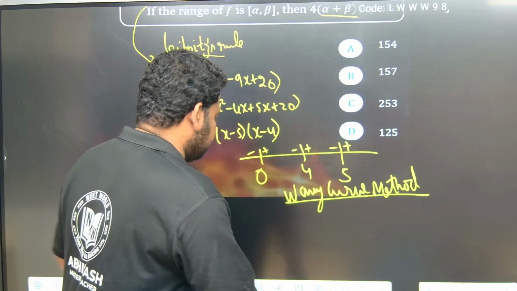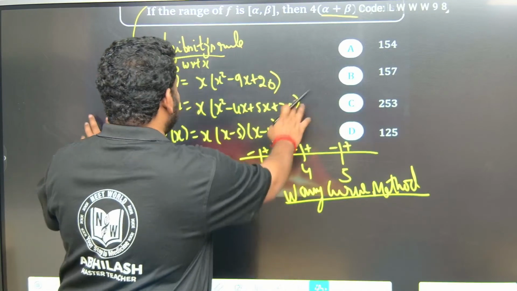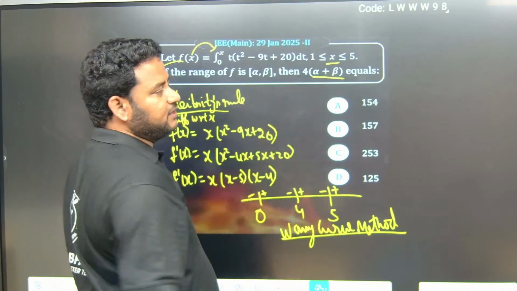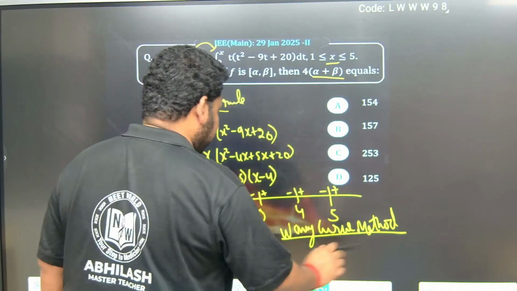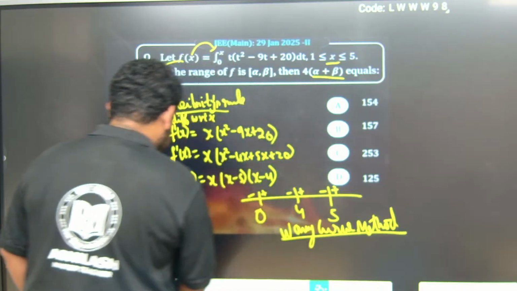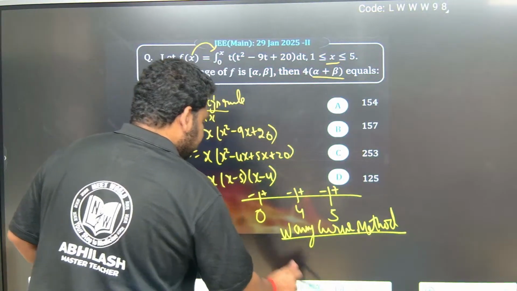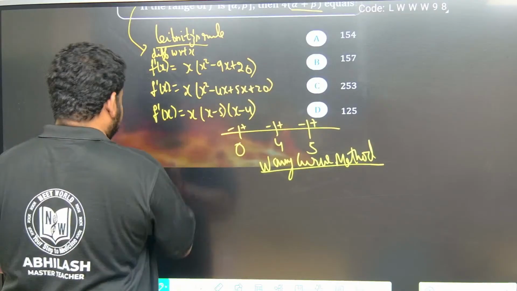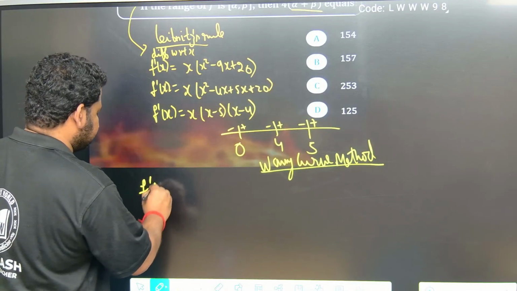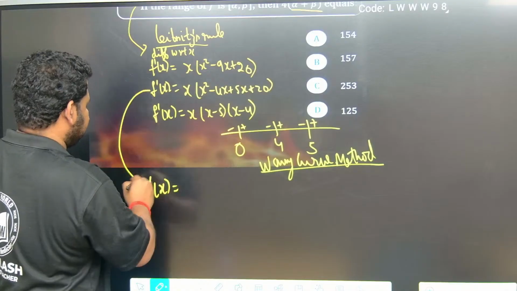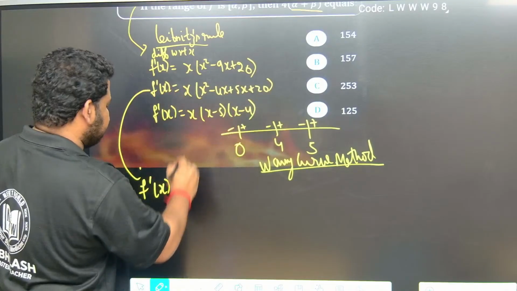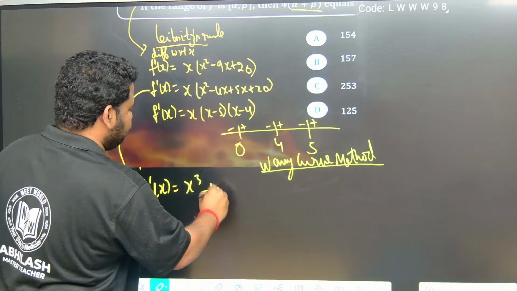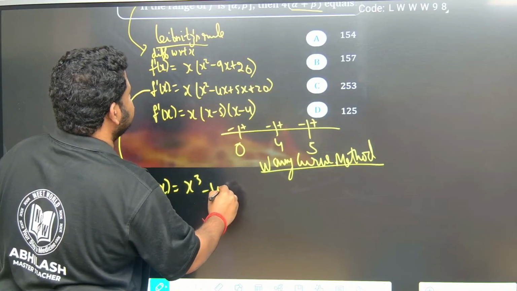But most importantly, what they are telling us is that x should be greater than 1, but we will come to that point later. So first let us find f dash of x. If I multiply by x inside, what I will get is x cube minus 4x square.